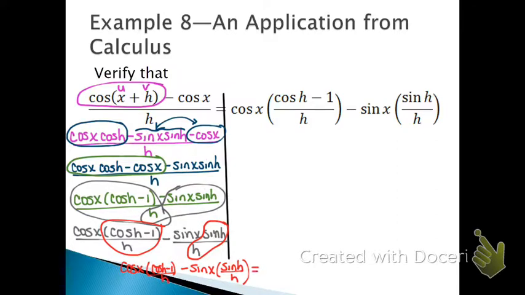I'm sorry, I know that's a little hard to read on that blue down there, but what I wrote in that last line is exactly what's written up there.